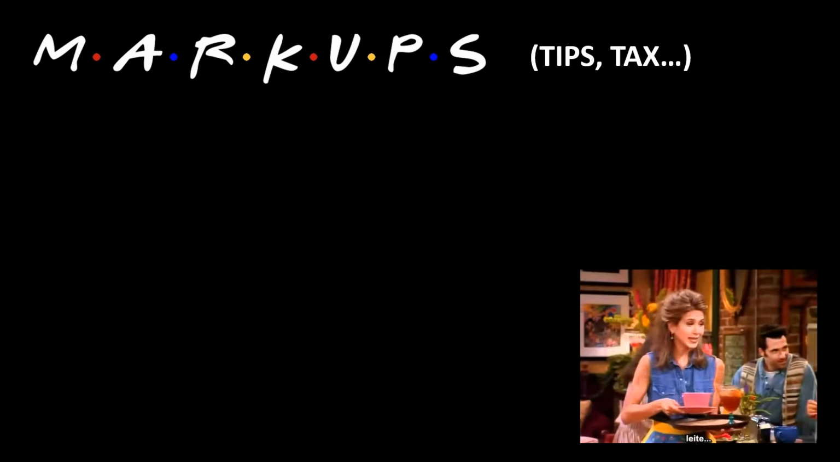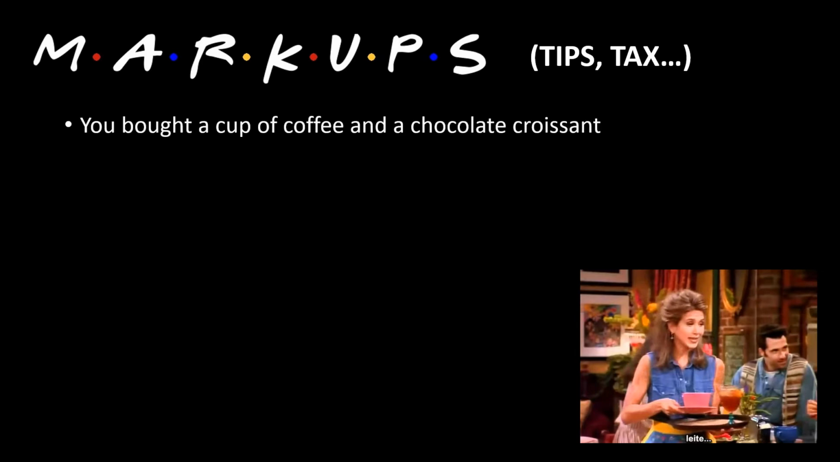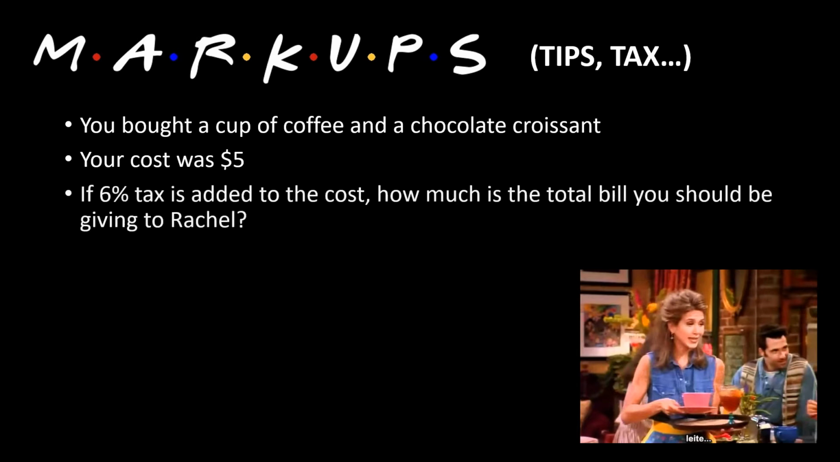So on top of that cup of coffee you bought, you also bought a chocolate croissant from Rachel. Your cost became $5 now. That's how much, if you just looked at the menu without tax, it's $5. Now, 6% tax is added to your cost. How much is the total bill that you should be giving to Rachel?